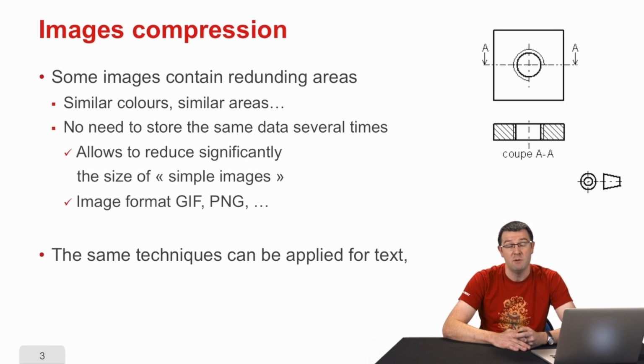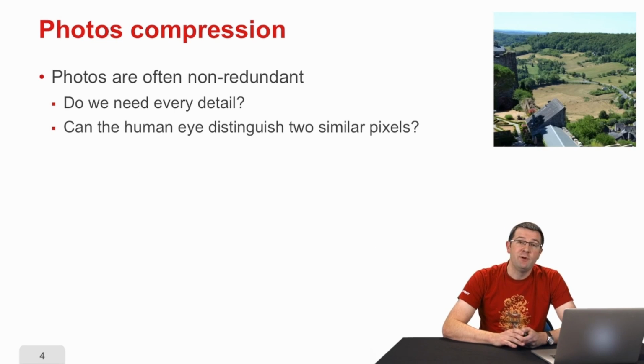If the same word is repeated several times, it can be stored once and the other occurrences will take the first storage as a reference. It can also be used for sound. If the same chorus is repeated in the exact same way within a tune, we may be able to store it only once. Now let's talk about photo compressing.